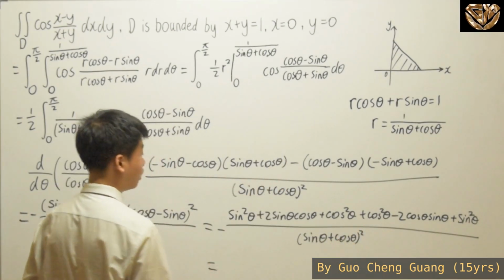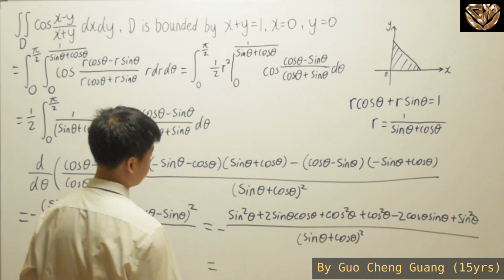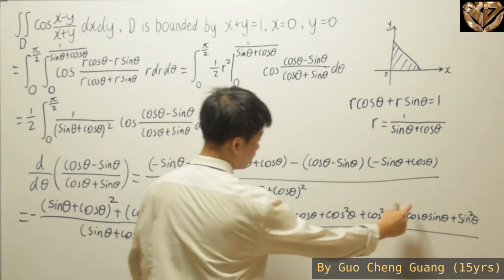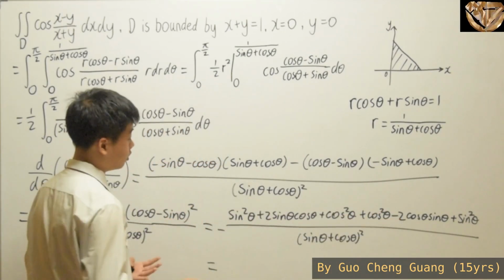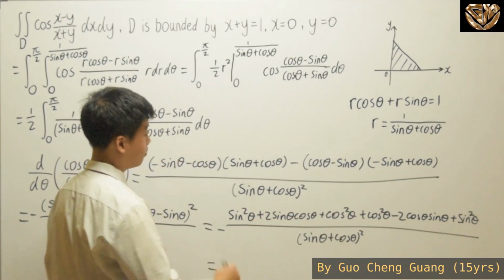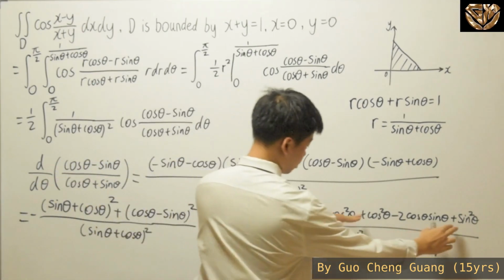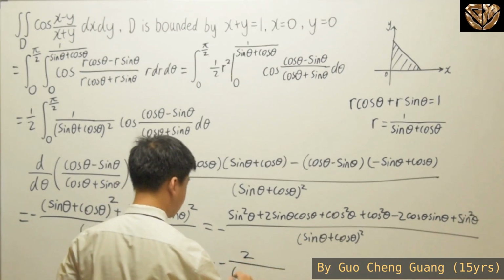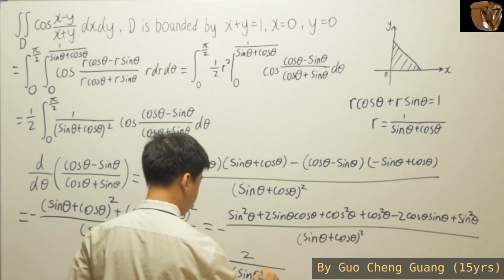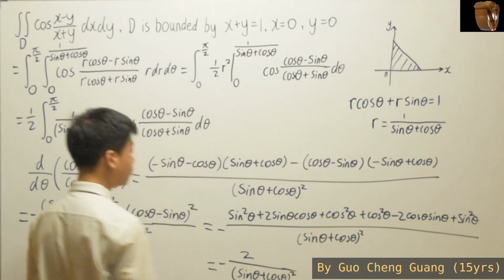So let's take a look at what happens in the numerator. Now in the numerator, you'll probably realize this term here and this term here are the same, so they'll cancel out. Whatever's remaining is your sine squared and cosine squared. You have these two parts that become 1 and these two parts that become 1. So it does have minus 2 over sine theta plus cosine theta squared.